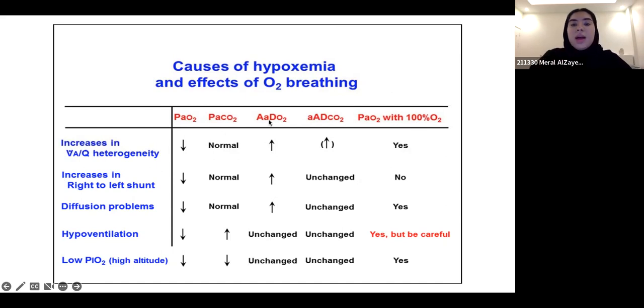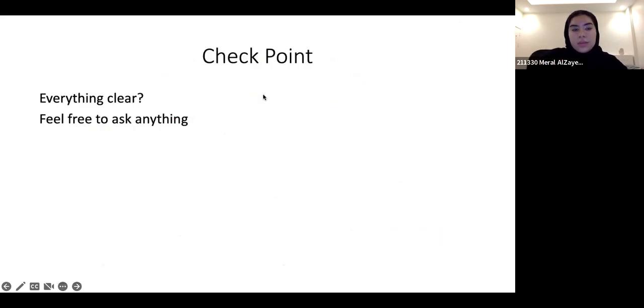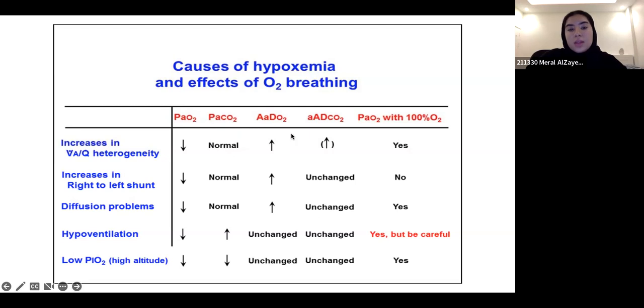Okay. Now this gives us a remaining of 2 differentials. We need to differentiate between VQ mismatch and diffusion problem. How do we differentiate between them?